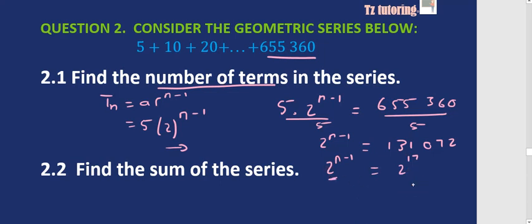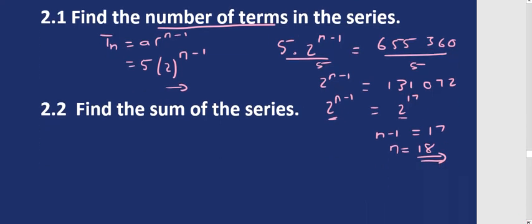Now that the bases are the same, we'll equate the exponents to one another. So we've got n minus 1 equals 17. So therefore n is 18. So there are 18 terms in this sequence. Of course, we have used the last term to figure out the number of terms in the sequence or series.